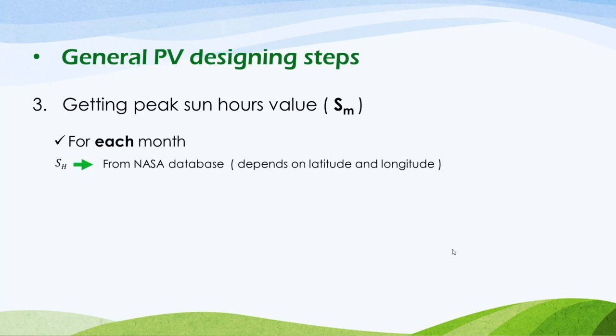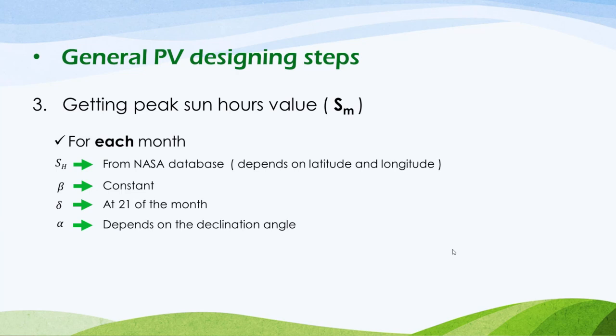So this value that we will get as the average value for each month. Now the second thing we need for getting the S sub m is the tilt angle theta. But as it's a constant value, we will use it as a fixed angle that we got. Also, we will get the declination angle at 21 December, and then we need to get the elevation angle that depends on the declination angle, and we got it at 21 December. Now, after getting S sub h, beta, and alpha, we are ready to get S sub m.